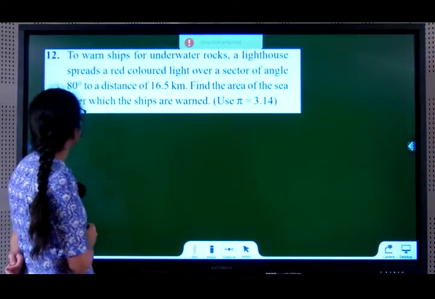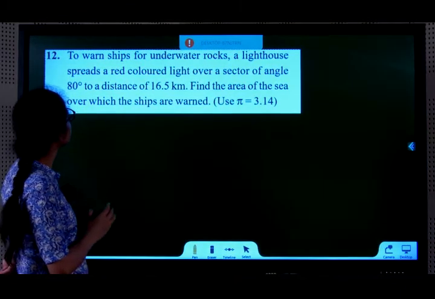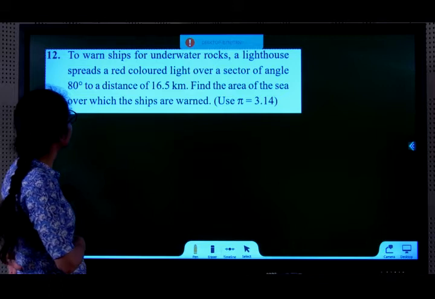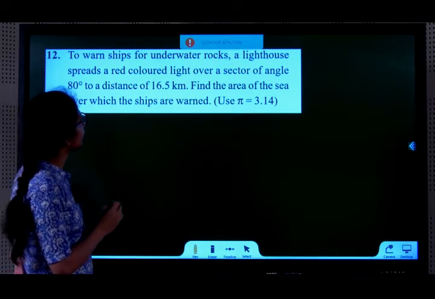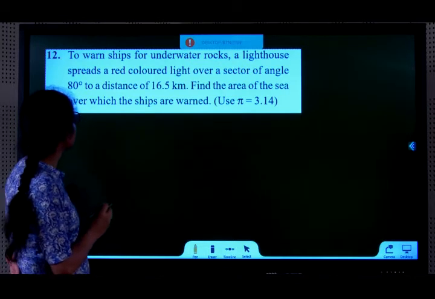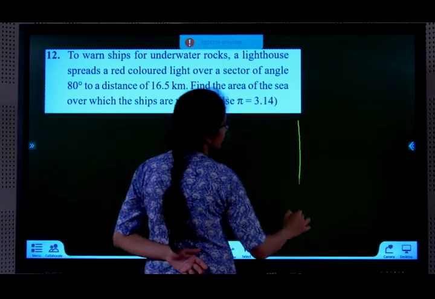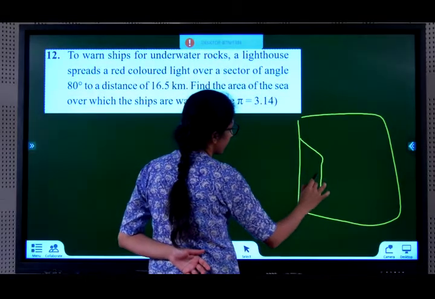Question 12. To warn ships of underwater rocks, a lighthouse spreads a red colored light over a sector of an angle of 80 degree to a distance of 16.5 kilometers. Find the area of the sea over which the ships are warned. See, this is the sea. We have some land here and there is a lighthouse over here.